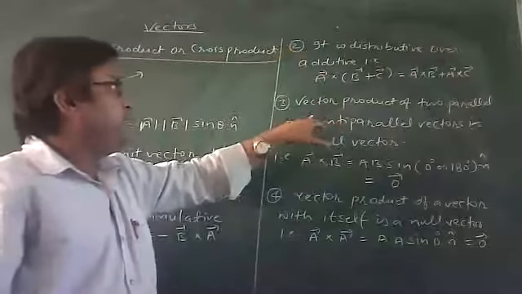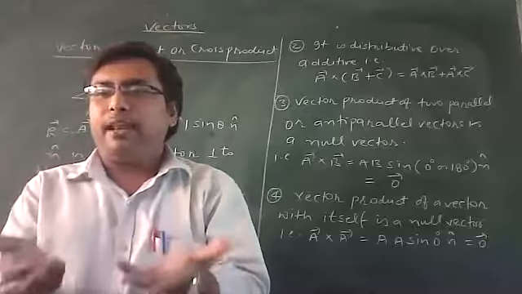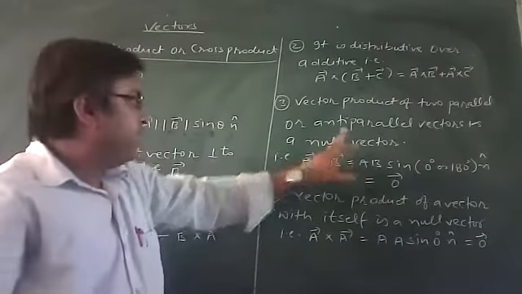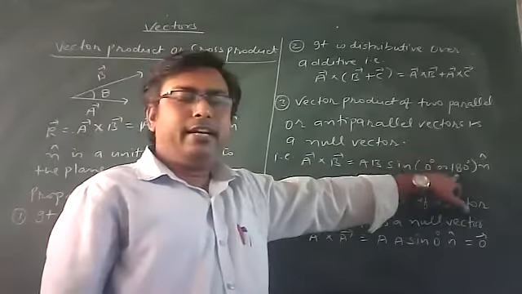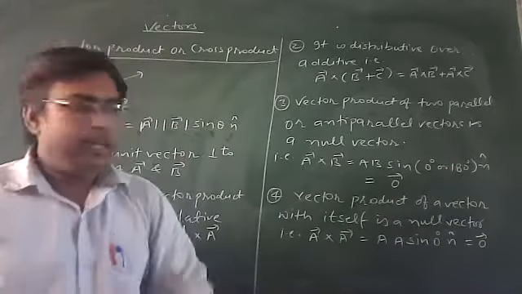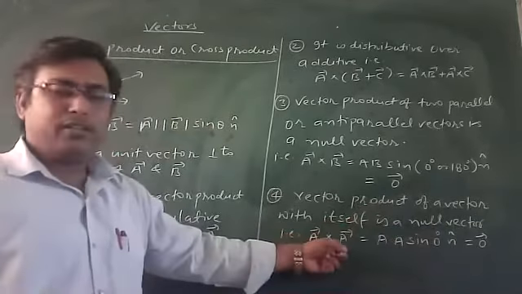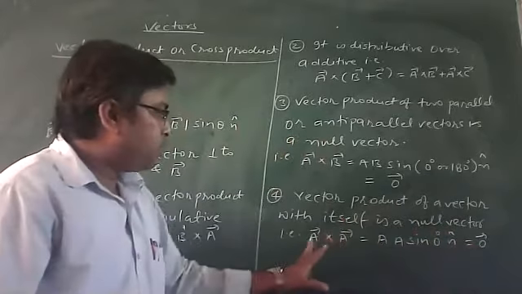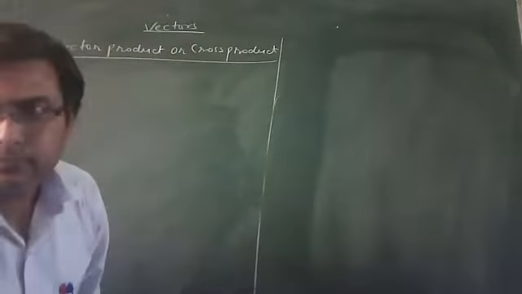Third point, vector product of two parallel or anti-parallel vectors. If I am going to multiply two vectors which are either parallel or anti-parallel, then the resultant is a null vector. Why? If I am doing A cross B, for parallel the angle will be 0 degrees, for anti-parallel the angle will be 180 degrees, and sine 0 and sine 180 both give you 0. That's why I will obtain a null vector here. Next, if I multiply a vector with itself, like A vector with A vector, then my result is also a null vector, because the angle between these two similar vectors is 0 degrees. These are certain properties of vector product.